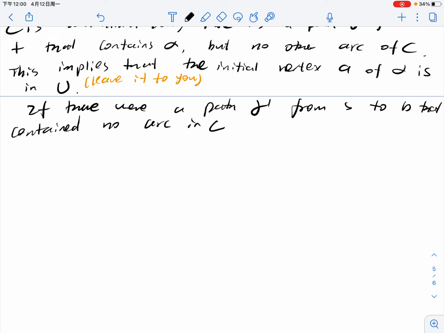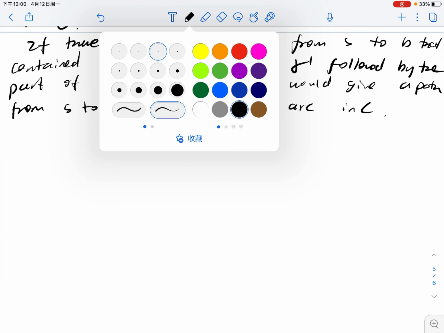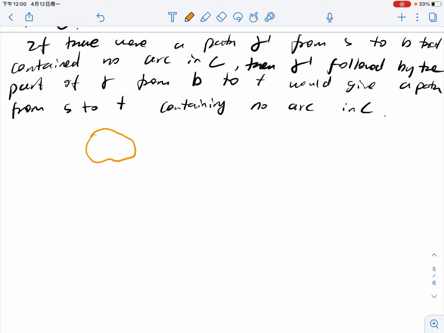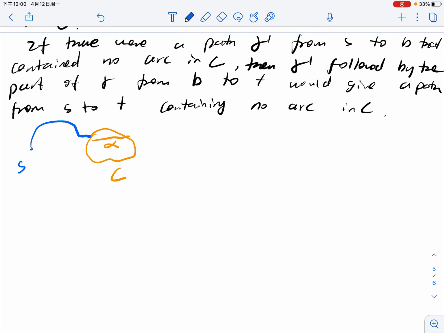Okay, suppose there's gamma prime from S to B that contains no arcs in C. Then gamma prime followed by the part of gamma from B to T would give a path from S to T containing no arc in C. So if you draw a picture, this is the part C, and you have alpha here, and from S to T, we will have only one arc alpha in C.